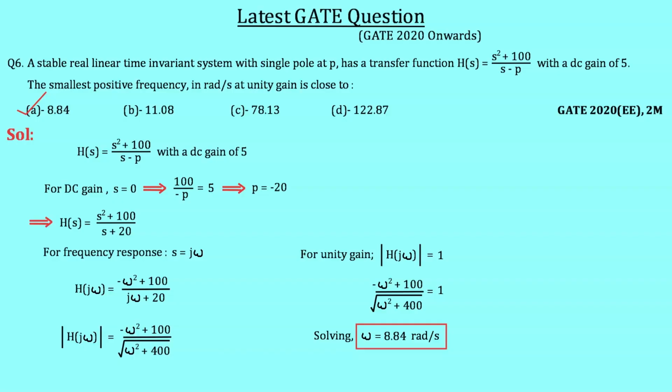For frequency response, s is equal to j omega, and the magnitude of this transfer function will come out to be equal to minus omega square plus 100 divided by under root of omega square plus 400. For unity gain, this magnitude has to be equal to 1. We will get another equation after solving which we will get the value of natural frequency omega n to be equal to 8.84 radian per second. We will actually get two values, one positive and one negative, but obviously negative values do not make any sense. Now let's see the seventh question.